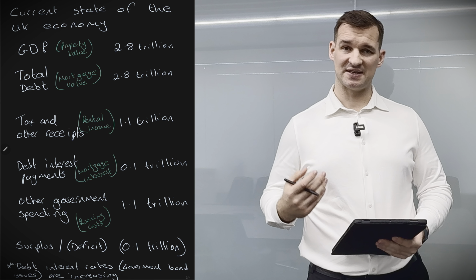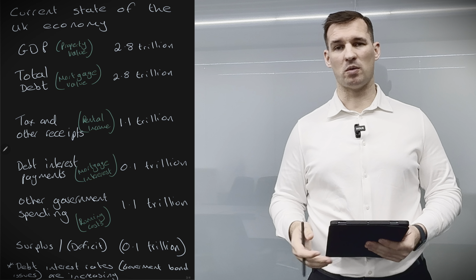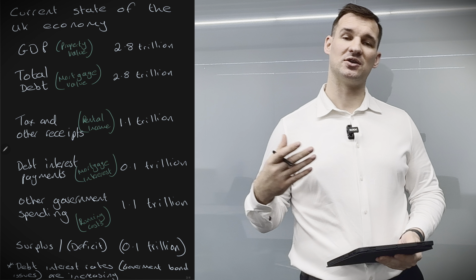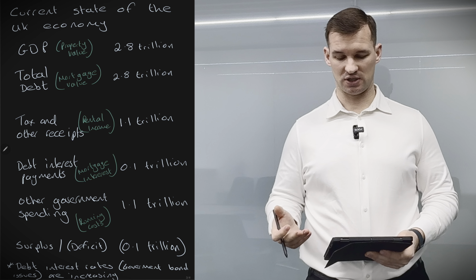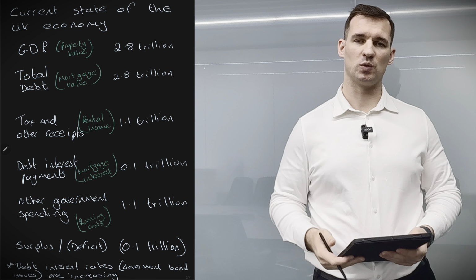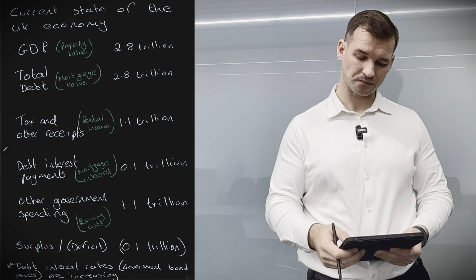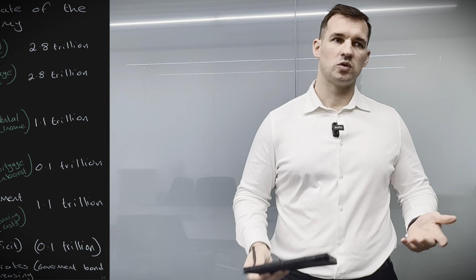The amount that they receive in taxes each year is probably about 1.1 trillion, give or take. Then the amount that they pay on interest on their debt is 0.1 trillion, and they want to spend about 1.1 trillion. So they're in a deficit of about 100 billion, maybe a little bit more. And what has caused this problem? The main thing is the interest rates that they are going to pay are higher, and they can't afford to fund it, and it's causing this negative spiral that we spoke about with the mortgage.